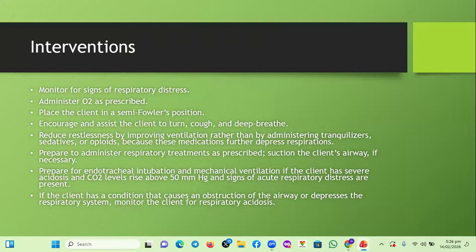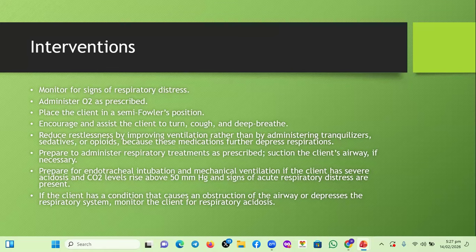Then you place the client in a position that will facilitate breathing and assist with bringing the carbon dioxide out. So you assist the client to assume a semi-Fowler's position. You encourage and assist the client to turn, cough, and also perform deep breathing. So deep breathing, coughing, and turning is very important. You have to reduce restlessness by improving ventilation rather than administering medications that will suppress the respiratory system.